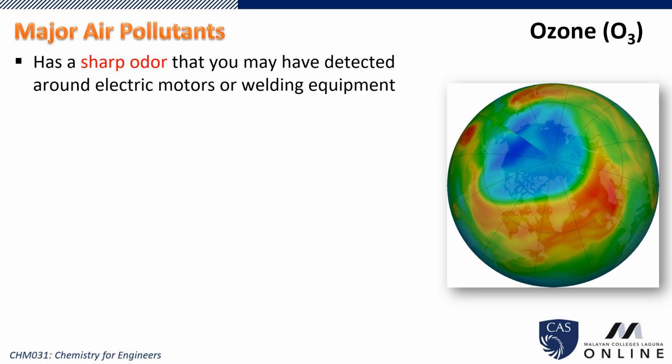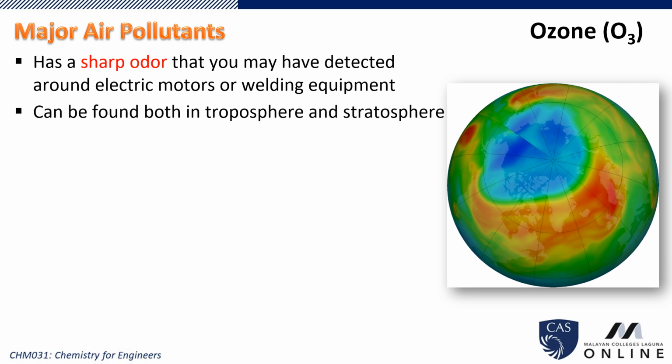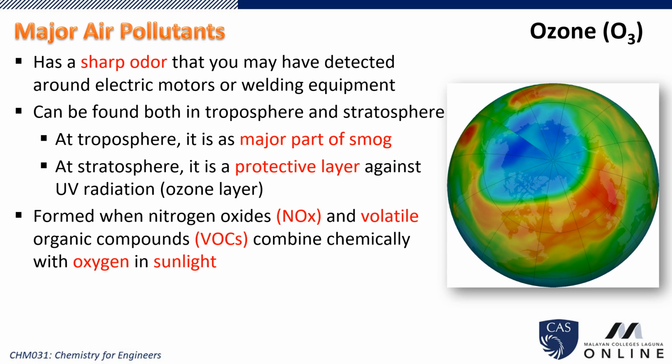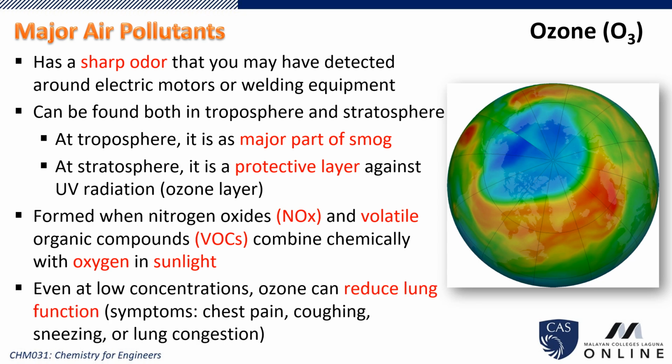Let's start with ozone. Ozone has a sharp odor and exists in both the troposphere, where it contributes to smog, and the stratosphere, where it protects against UV radiation. Ozone can be formed when nitrogen oxides and volatile organic compounds combine chemically with oxygen in the sunlight. Even at low concentrations, ozone can irritate the lungs and reduce lung function.